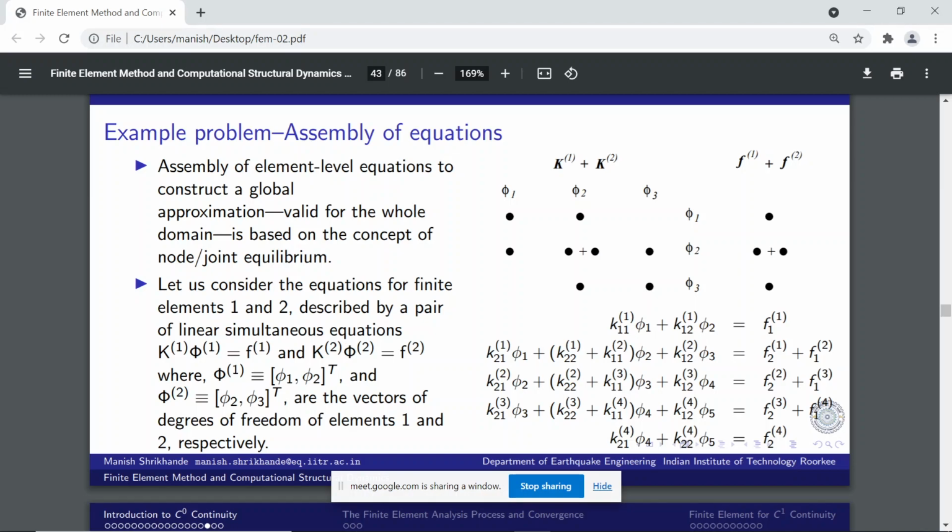So I'm sorry, this is a typographical error. This should be element number 2 here, right? So this superscript should be element number 2. Oh, no, this is actually coming from element number 3. So this is the global system, and this graphical representation is only for two elements, but these equations refer to all the four elements together. So this is fine. I'm sorry.